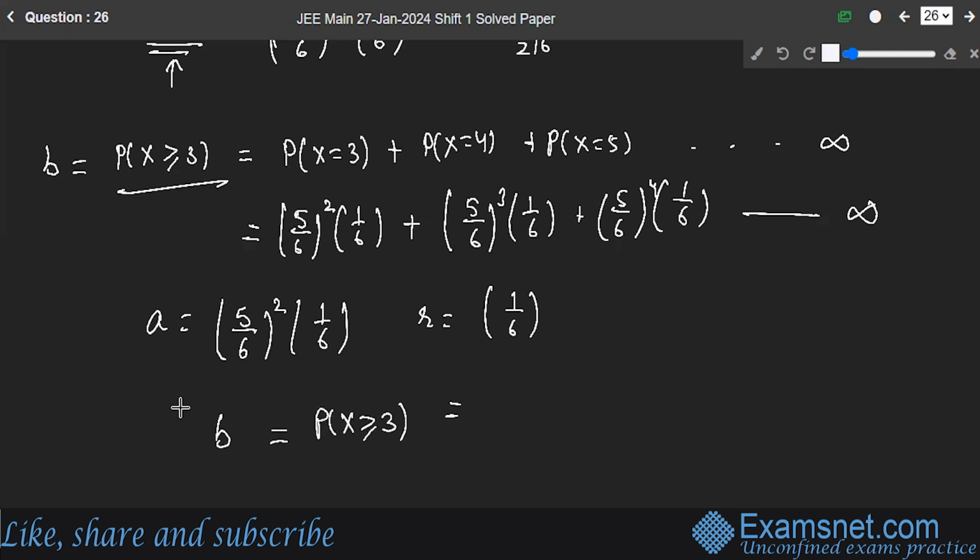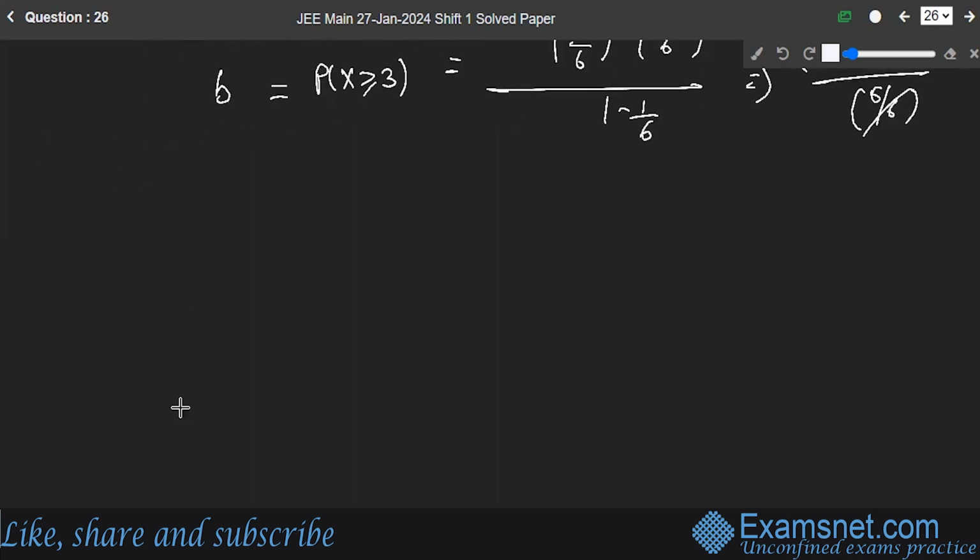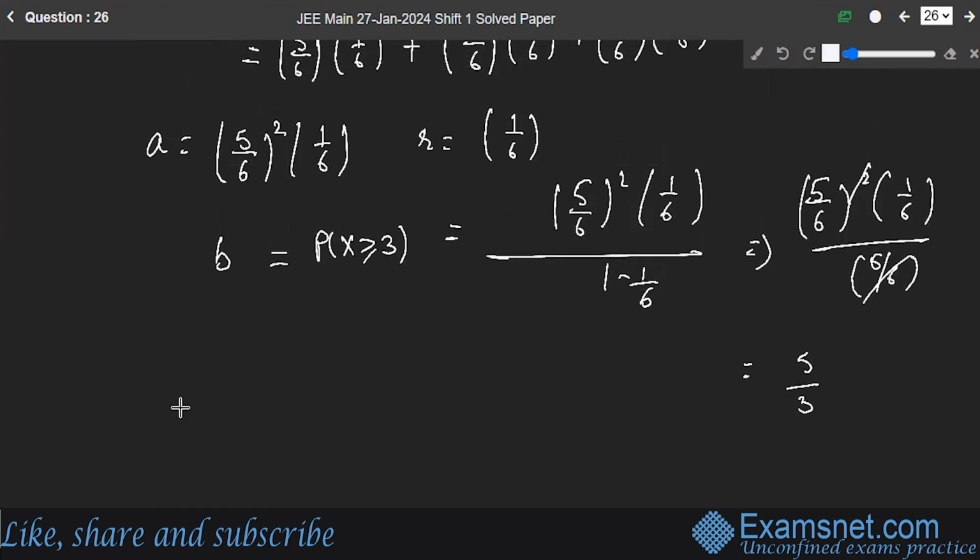It will be given by A, which is this, upon 1 minus R. So you have 5 by 6 square into 1 by 6 upon 5 by 6. This will cancel with this and you have 5 by 36. Okay, this 5 is also there, right? So this will be 25 by 36. This is your value of B.